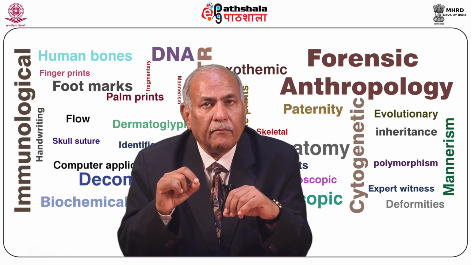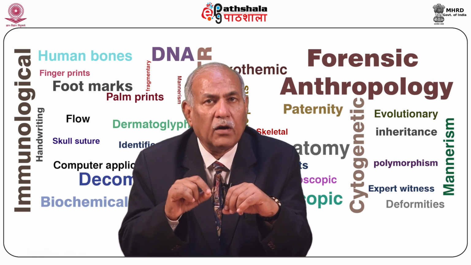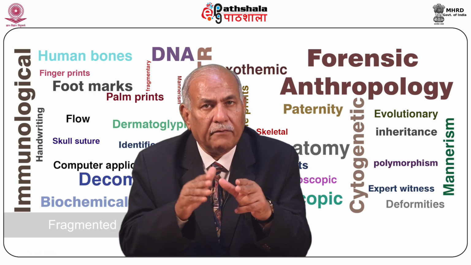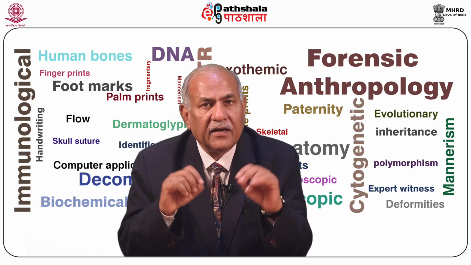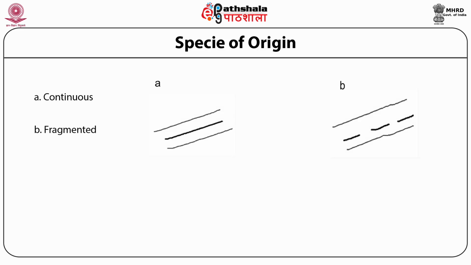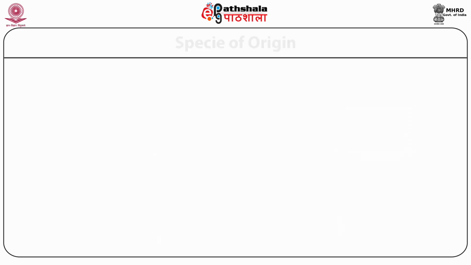There are four different types of medulla in humans. They are continuous, fragmented, discrete, and absent. When we look at the four diagrams, the first, A, represents the continuous medulla, whereas B shows fragmented medulla, then C is discrete medulla, and in the case of D, the medulla is absent.